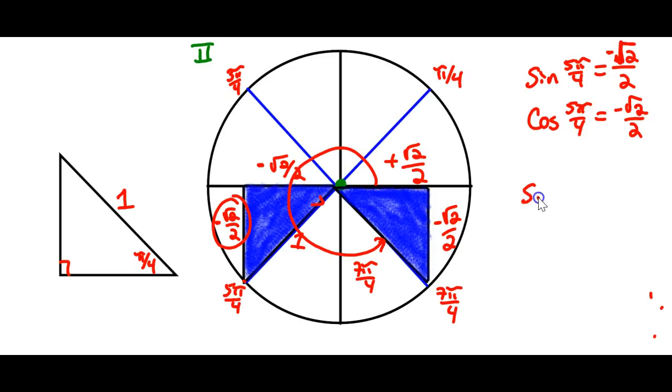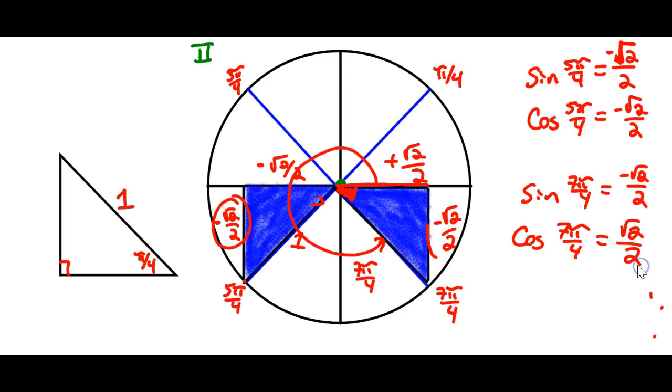And so our sine of 7 pi over 4, here's 7 pi over 4, we're actually just talking about this angle right here, the reference angle. The opposite side is negative square root of 2 over 2. So it's going to be the negative square root of 2 over 2 over the hypotenuse. Once again, the hypotenuse is 1, and so that's our sine. The cosine is going to be this length, the adjacent side. So the cosine of 7 pi over 4 is a positive square root of 2 over 2.